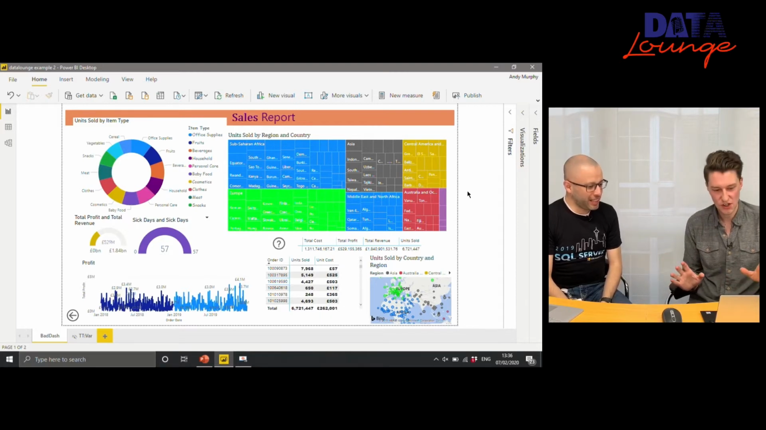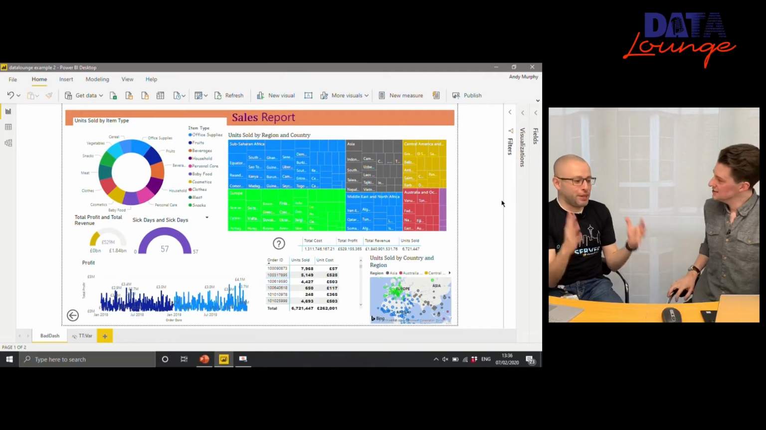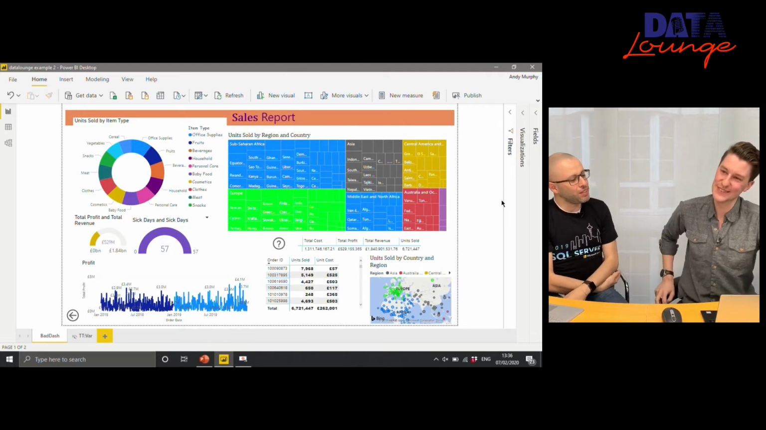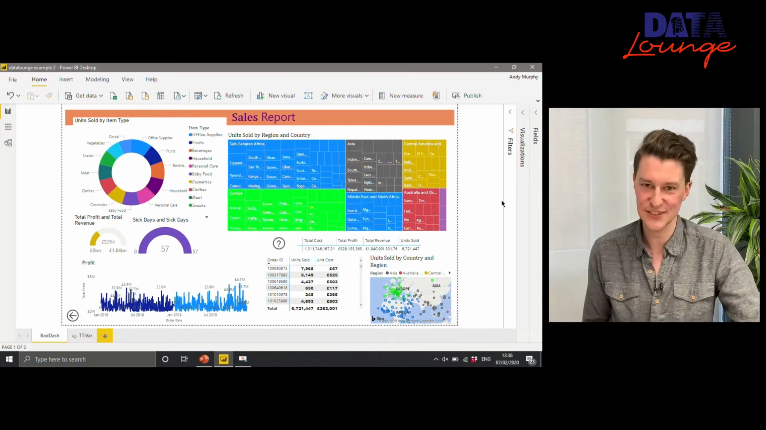Why do you say they're insane? To me, they look pretty. Why do you think they're insane? Sometimes people put a lot of color in thinking that makes it visually interesting. That is not really the case.